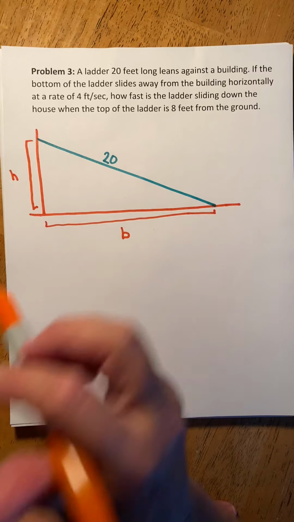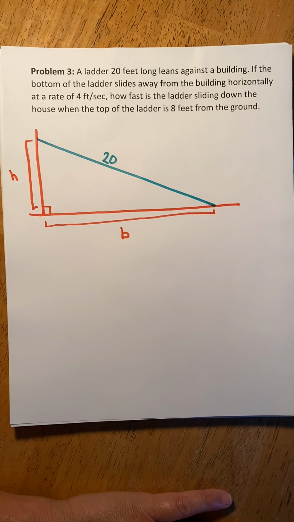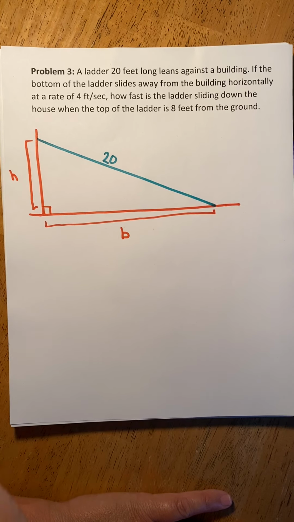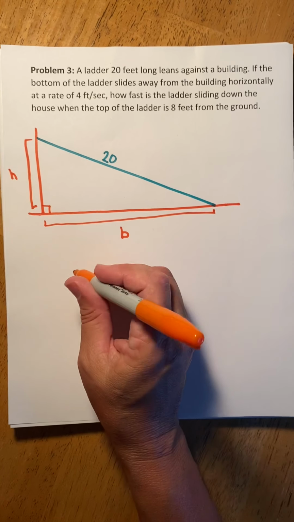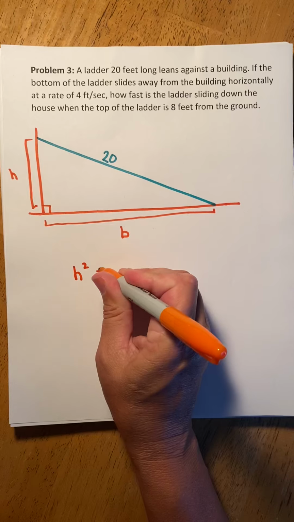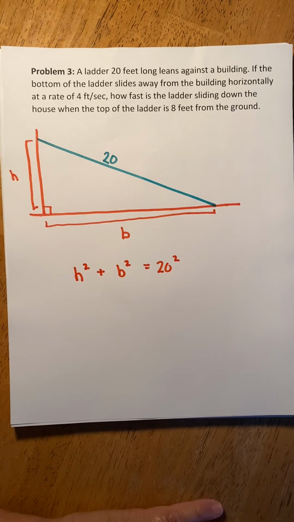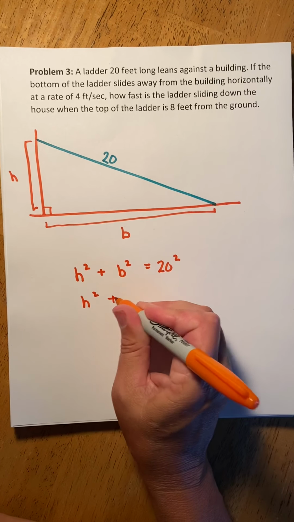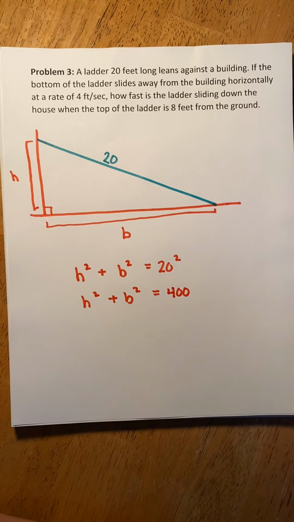So what we have here is a right triangle, assuming that the building makes a right angle with the ground, which we can always assume unless otherwise stated. I'm not sure if you immediately see a relationship between these variables, but h squared plus b squared equals 20 squared. So in other words, h squared plus b squared equals 400.